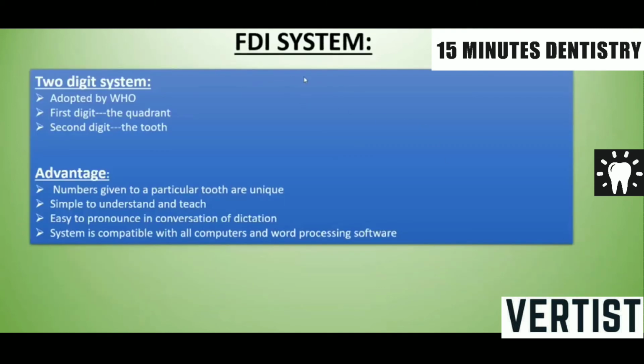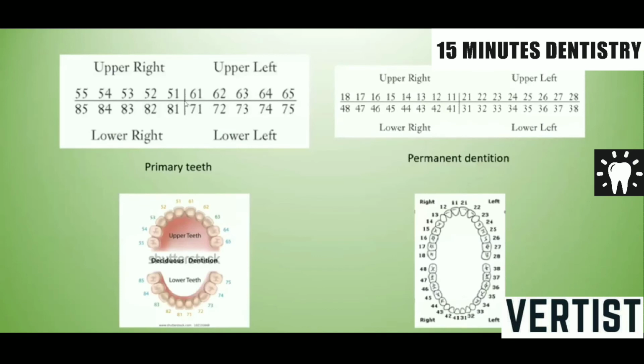And the FDI system is the Federation Dentaire Internationale. It is a 2-digit system. For primary teeth, the quadrants are divided, and the first digit indicates the quadrant number 5, 6, 7, 8. So 5 is upper right, 6 is upper left, 7 is lower left, and 8 is lower right. The second digit indicates the tooth number. So here in this diagram, 6, 3 is the maxillary left canine, while 8, 2 is the mandibular right deciduous lateral incisor.